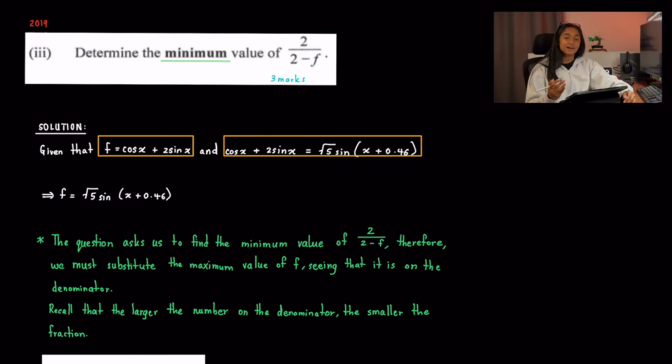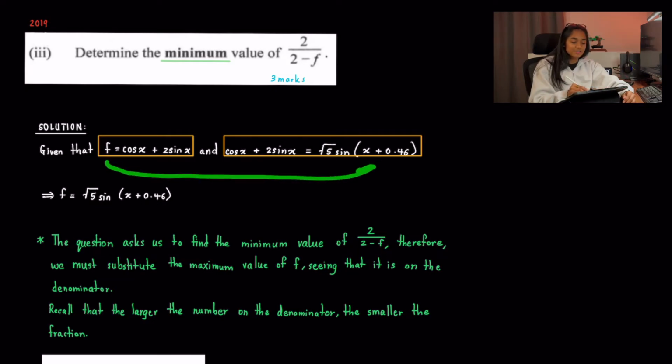2019 part 3 asks us to determine the minimum value of 2 over 2 minus f, and this is for 3 marks. F in this case, from the previous parts, we know is cos x plus 2 sine x. And what we also know is that we found cos x plus 2 sine x would be equal to square root of 5 sine x plus 0.46. So we can directly equate f to this, which we do here.